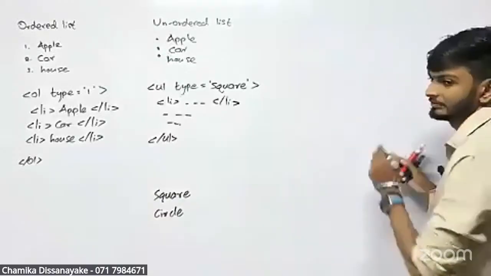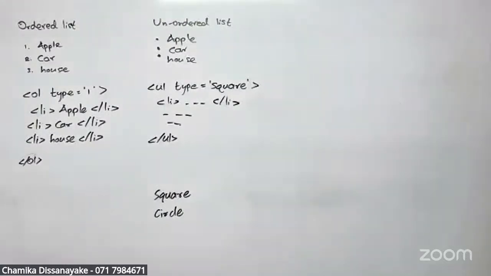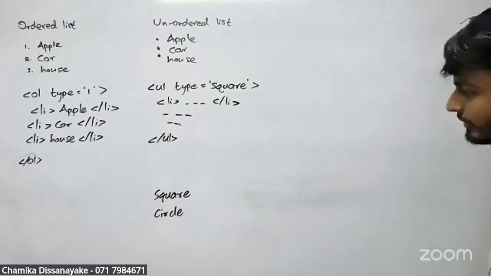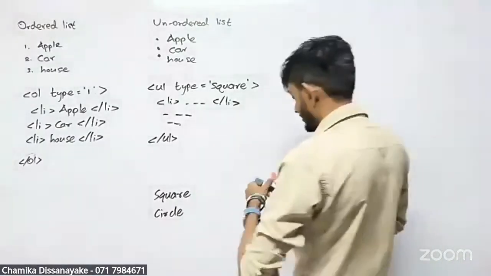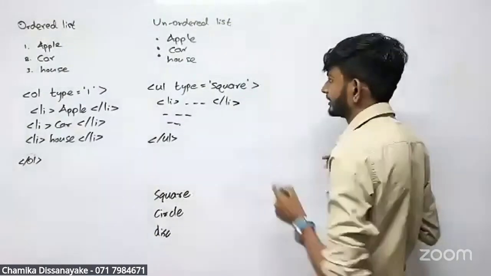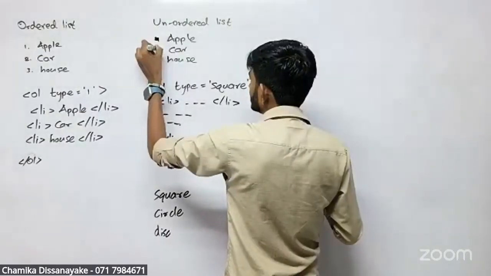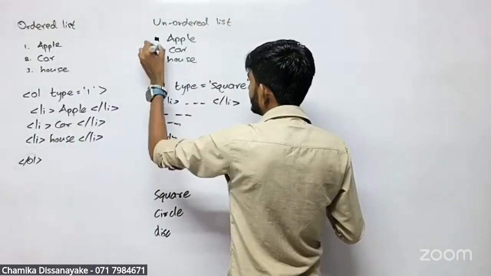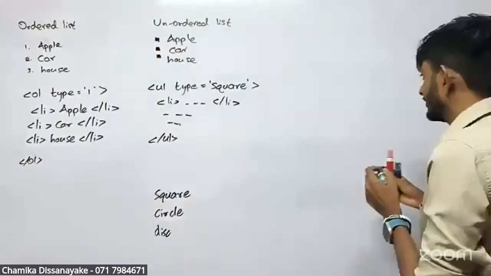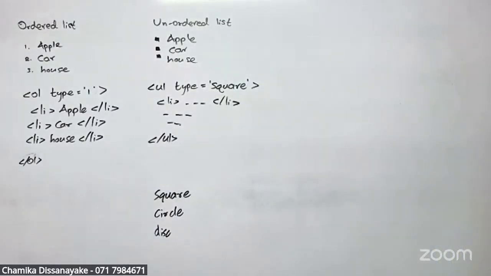And the last list type. The other type is disk. I didn't write it, disk. So here the square means the bullets should be square, and the default one is disk. We have the ordered list, we have the unordered list. The last one is the description list.